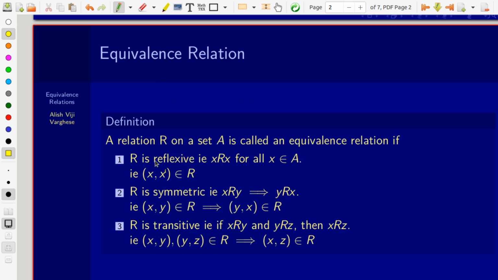The same thing can be written using three terminologies. R is reflexive, which means x is related to x itself for all x belongs to A, or the ordered pair (x, x) belongs to the set capital R, which is a subset of A cross A. So that's the definition of an equivalence relation. When we need to check whether a given relation is an equivalence relation or not, we check whether the relation R has the following three properties: reflexive, symmetric, and transitive.